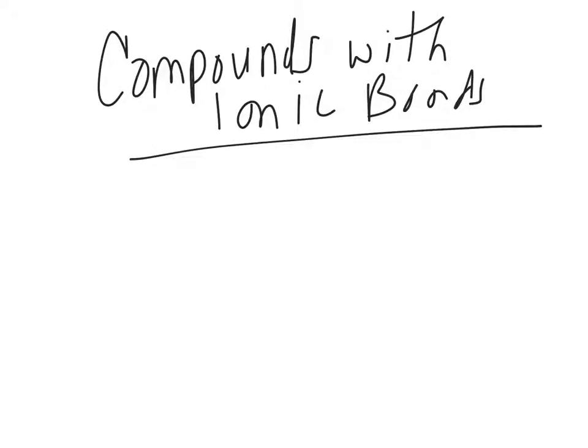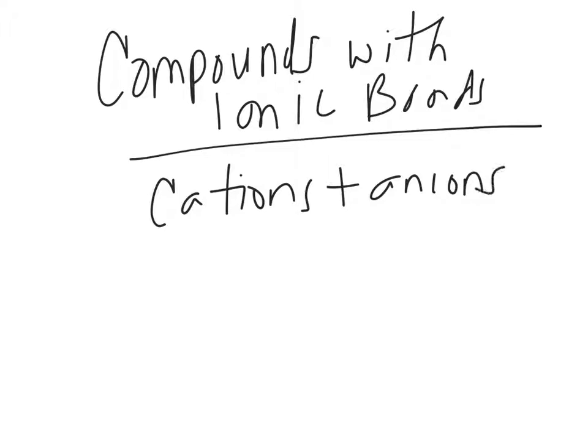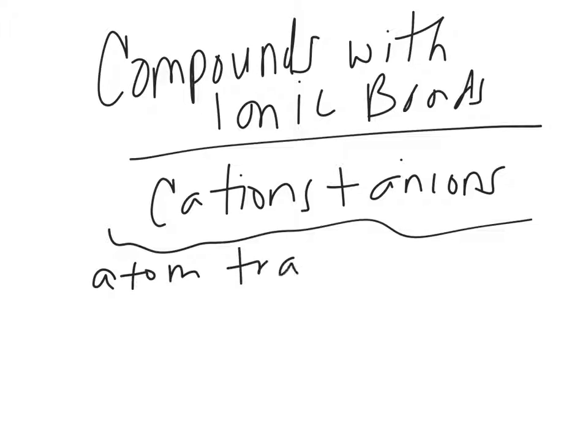Okay, in this lecture video, we're going to talk about compounds that form ionic bonds. And ionic bonds happen between cations and anions. The way that it works is that you have some atom that's going to transfer some of its electrons, particularly its valence electrons. And when it does so, it becomes a cation because it's losing these electrons.